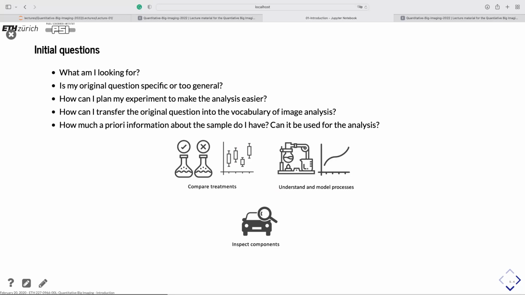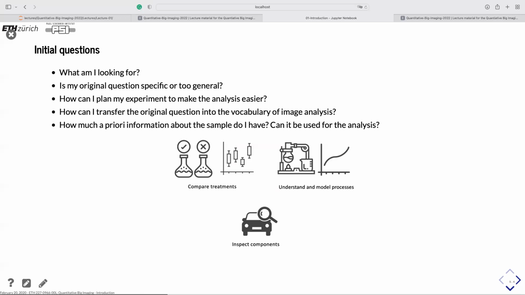And it can be that you want to compare different treatments and get differences between them. You want to understand or model a process. So you can see, for example, water uptake in soil. Then you can see that you have some kind of water retention curve. And that curve can actually be measured in the images. But you need to prepare the data in a way that you can do it. And then, of course, it can also be just that you want to inspect components. You want to see sizes or presence of sizes or objects in the image.